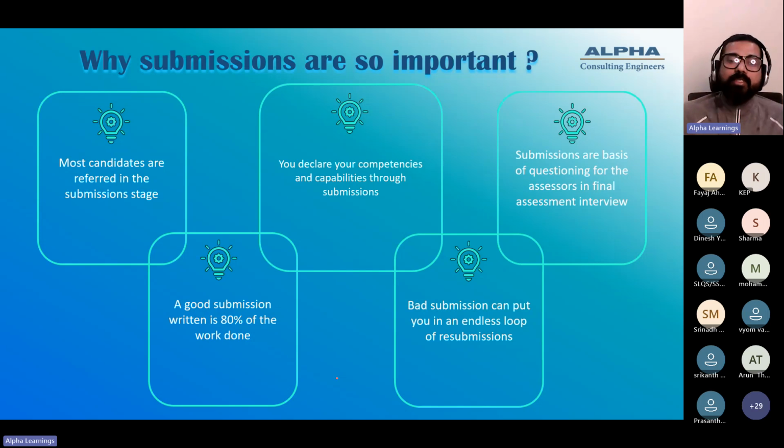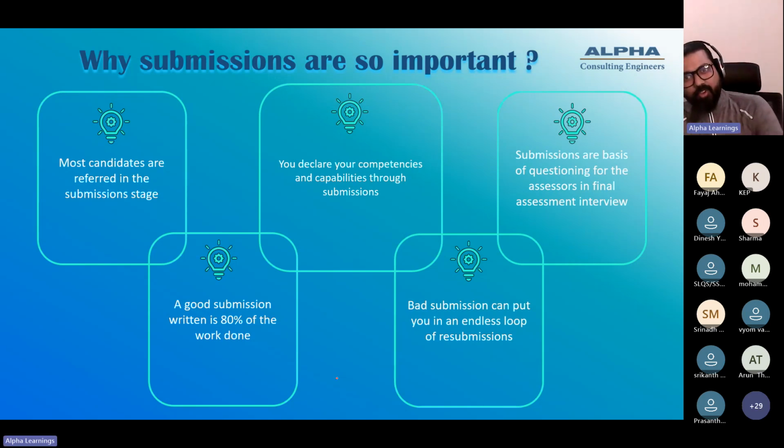Then on the basis of submissions, the assessors will be asking you questions. So in short, the RICS assessment is not an academic assessment. It's not like other job interviews. It is an experiential assessment. Experiential assessment means it will be based on your experience. Whatever you have experienced throughout your career, your professional journey, you will be assessed on that.